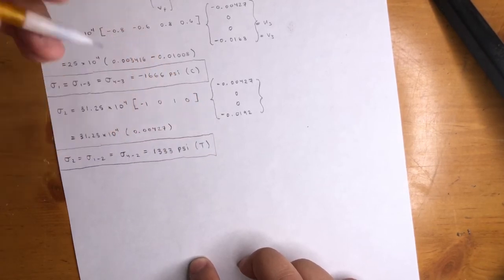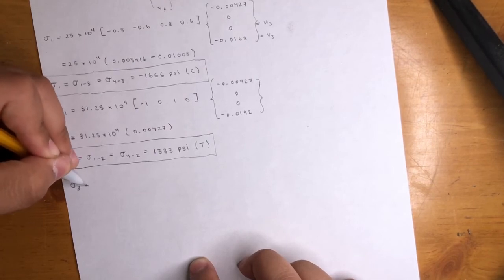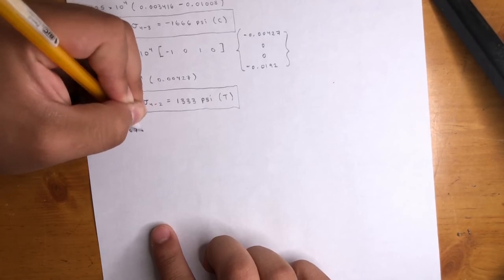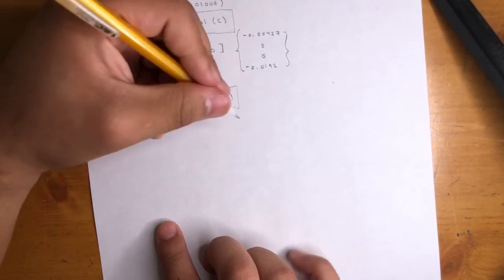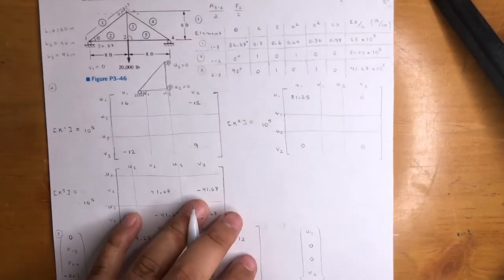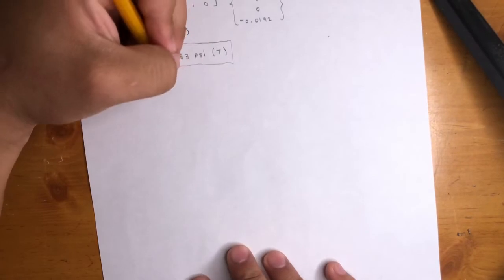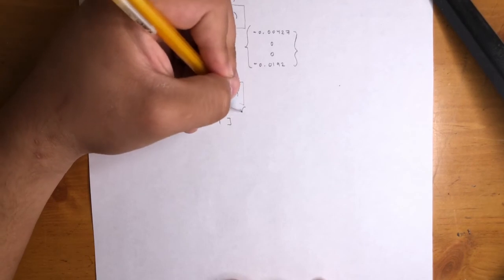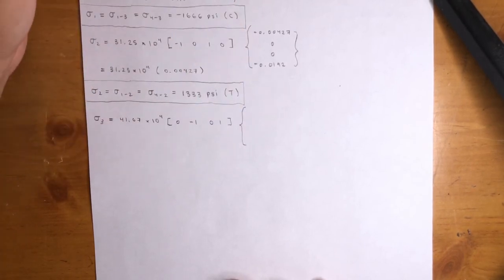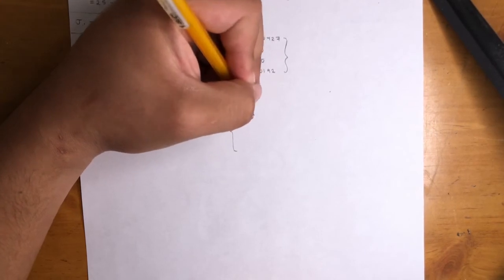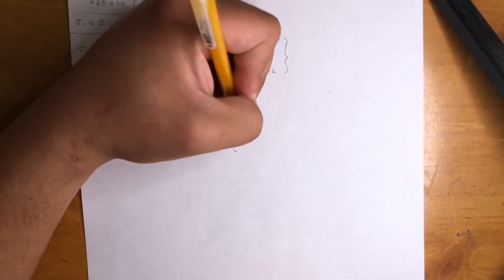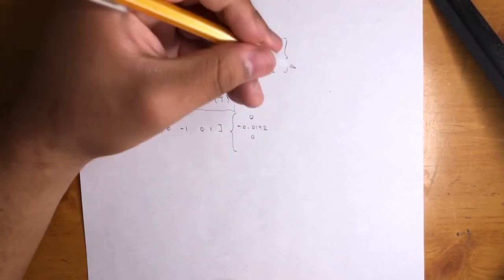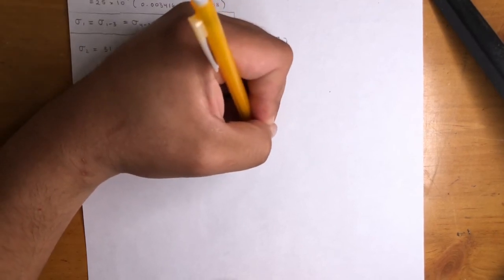Let's go to the third one, finally. Sigma 3 is equal to E over L, right? 41.67 times 10 to the 4th, multiplied by the cosine and sine values, 0, 1. So that means it's going to be 0, negative 1, 0, 1. And then multiplied by the displacement vector. It's from nodes 2 to 3. So it's going to be U2, which is 0, V2, which was negative 0.0192, and then U3 V3, 0, then negative 0.0168.